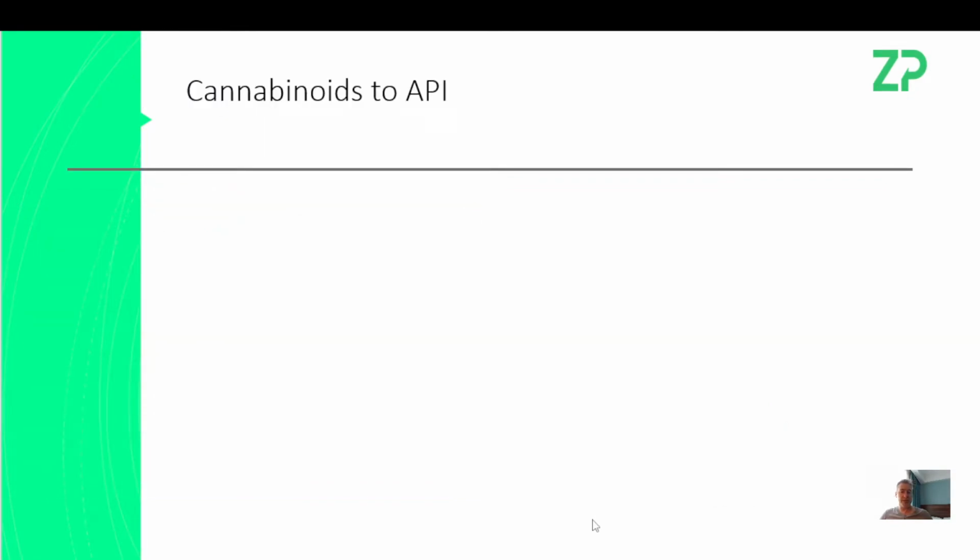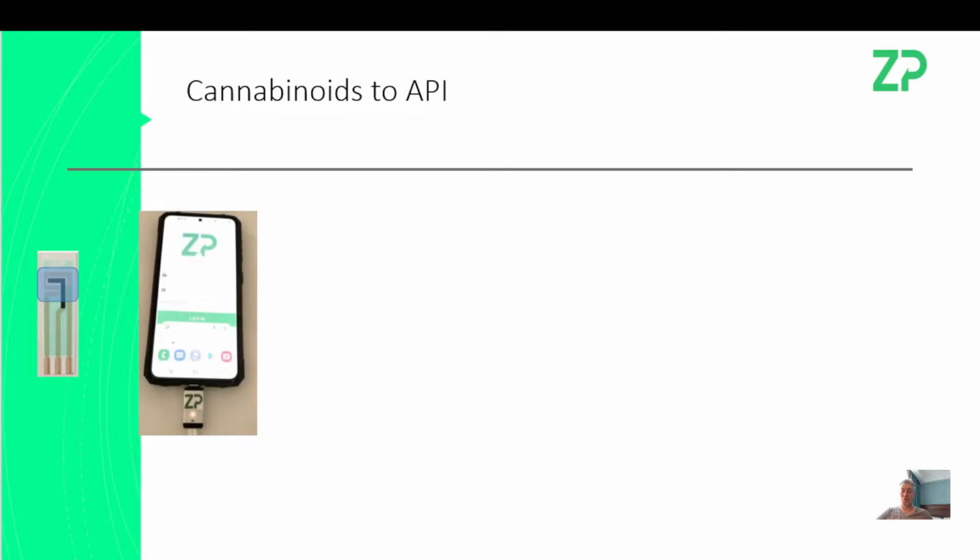What we have at ZP is the sensors, and the sample, for example, goes onto the sensor. Now the sensors require electronics, and so we have something we call the mini OmniSense. The mini OmniSense plugs into the phone, a smartphone like an Android, and this gives us a couple of advantages immediately. It gives us a source of power, it gives us great computational power, and it also gives us connectivity to the internet. And that's why we mean cannabinoid to API, because using the smartphone, we're now able to send the data to the cloud.